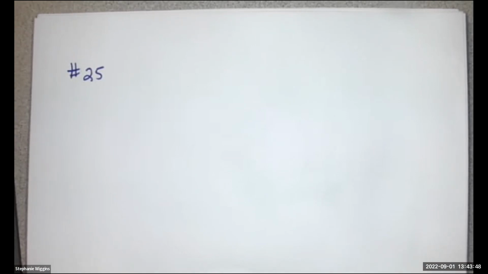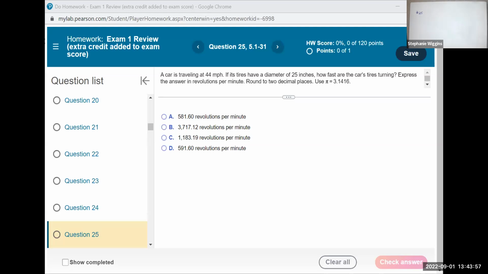Okay, this is number 25 on the review for the test. When I did this one this morning, it wasn't working out, so I wanted to redo this problem, number 25 on the review.